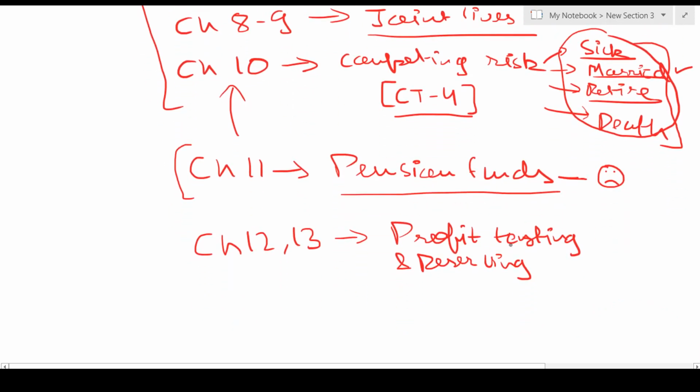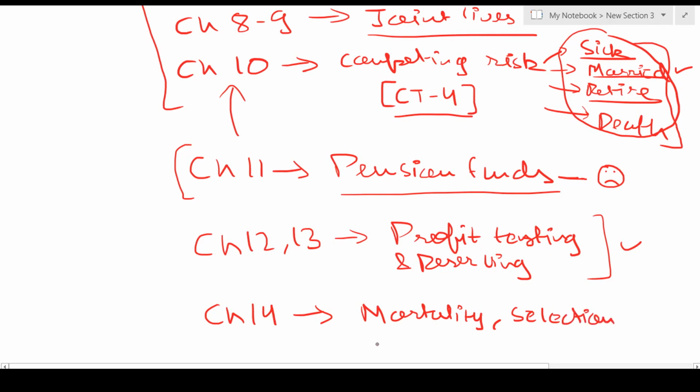So these two chapters are very interesting, with loads of calculation and loads of tables, and you will need to use your intuitive aptitude. There's a lot of understanding involved in these chapters. And the last chapter, chapter 14, is mortality selection and summary measures. Okay, so this is the last chapter, mortality selection.